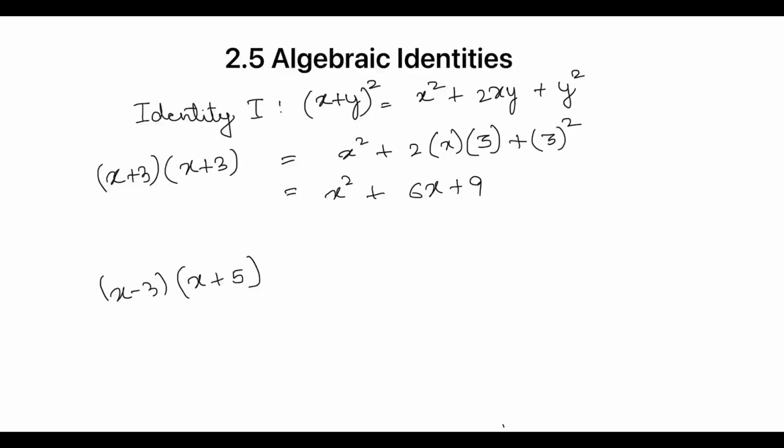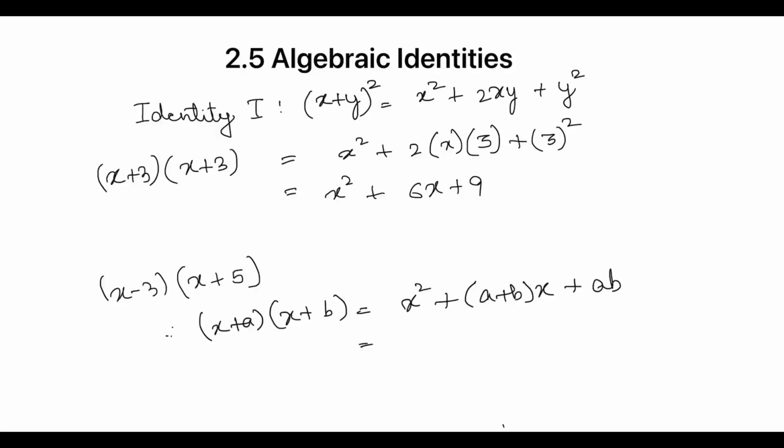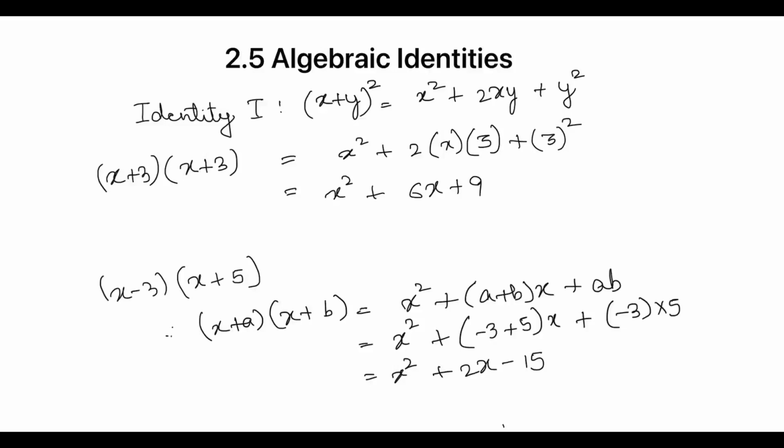So we'll use identity 4, which is basically (x + a) multiplied by (x + b) is equal to x squared plus (a + b)x plus ab. So if a was minus 3 and b was plus 5, you would get x squared plus (minus 3 plus 5)x plus minus 3 into 5. So x squared plus 2x minus 15.